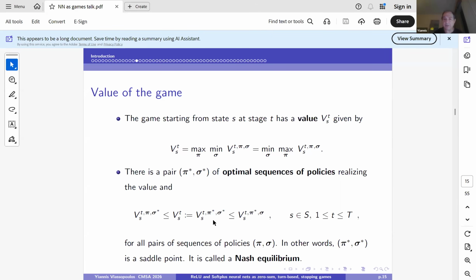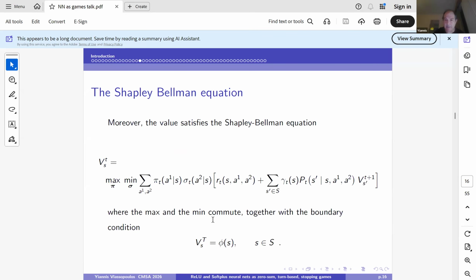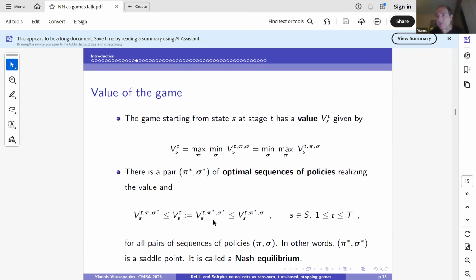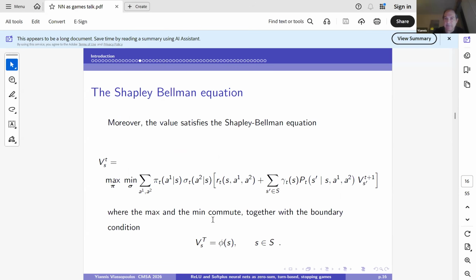And then you get a recursion on this by using the Bellman optimality principle. So this is what the value of the game is. The fundamental equation is called the Shapley-Bellman equation, which, just like the backwards Kolmogorov recursion, is an affine relation that moves you backwards in time from one moment to the previous one.